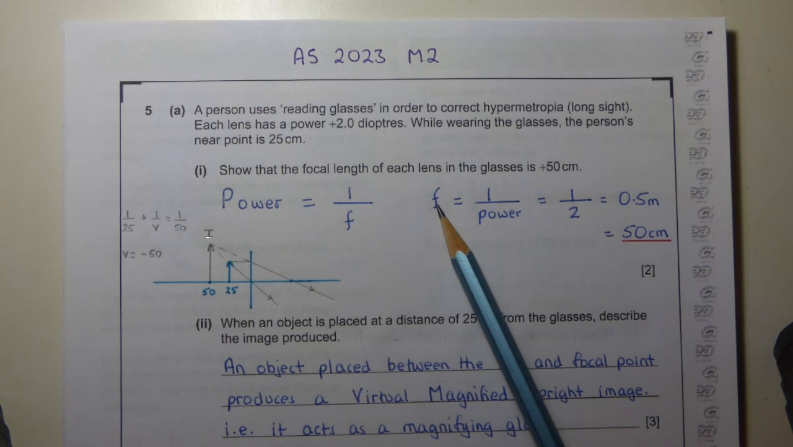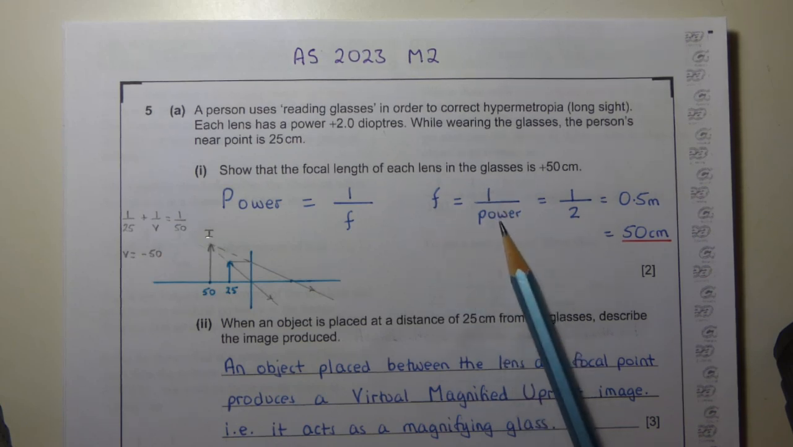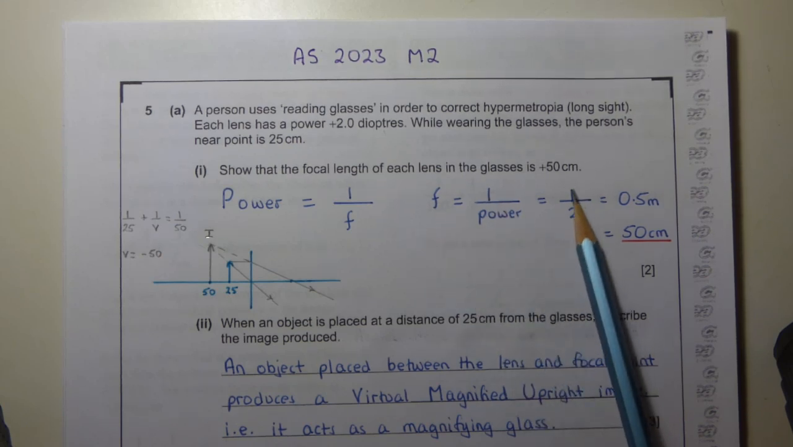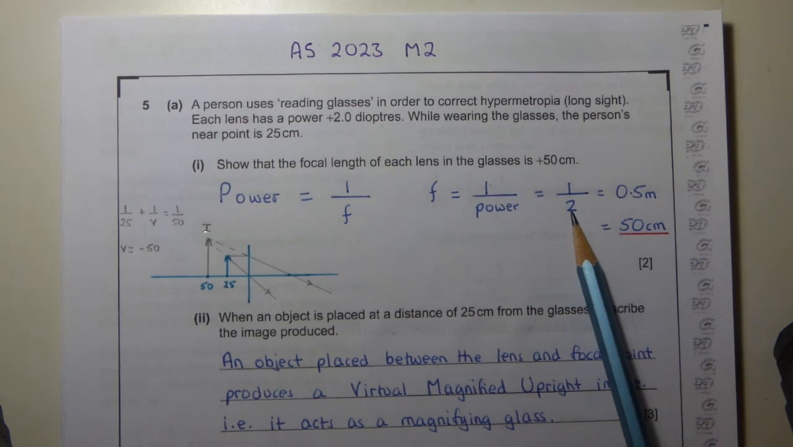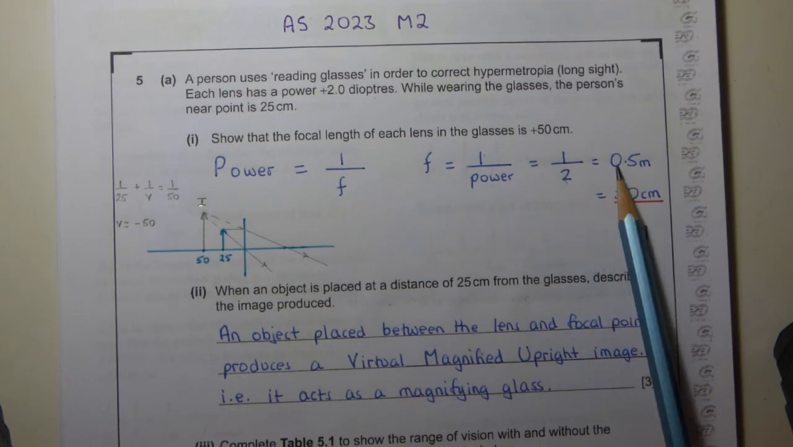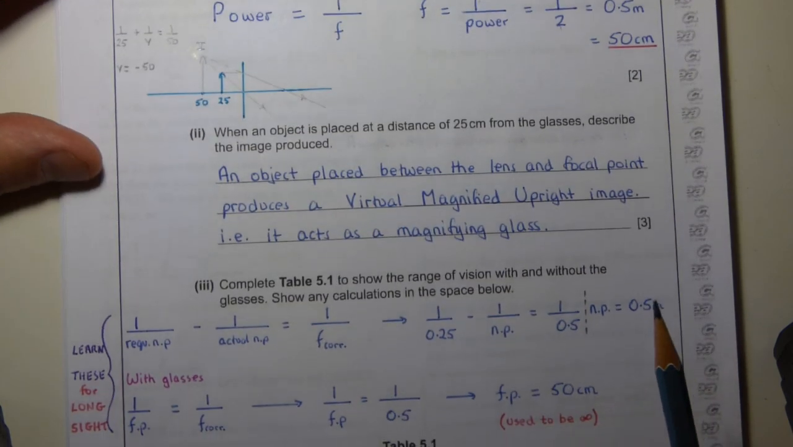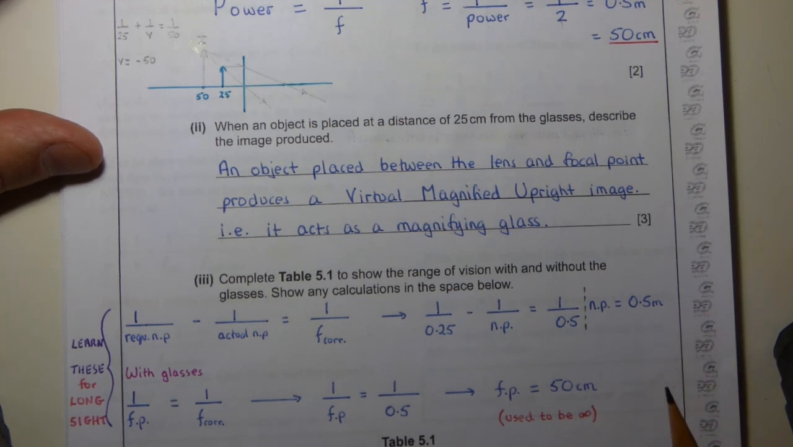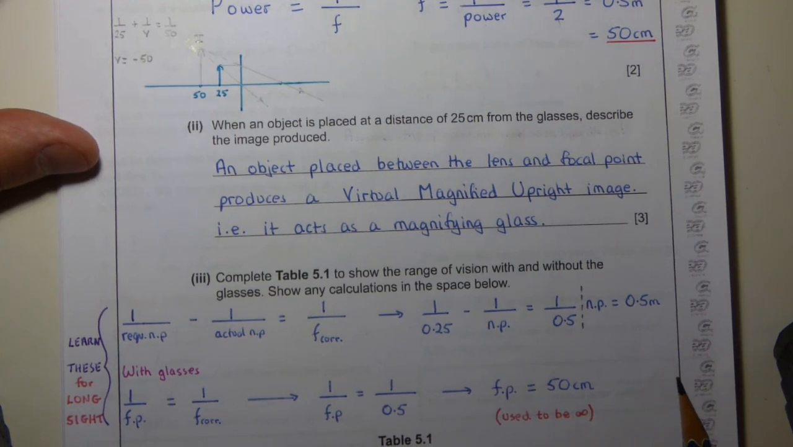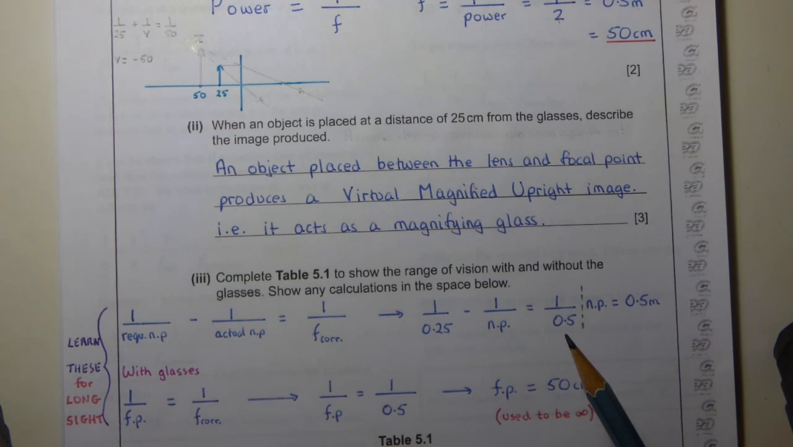Well, the focal length is 1 over the power. And because it's 1 over 2 and we're dealing with meters, then you get f is 0.5 meters. Now, of course, that's 50 centimeters. It then says when an object is placed at a distance 25 centimeters from the glasses, describe the image produced.